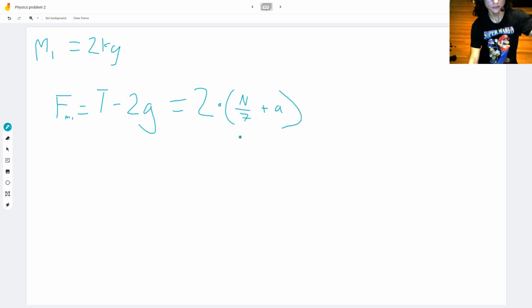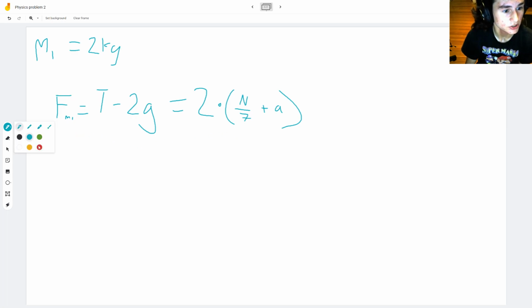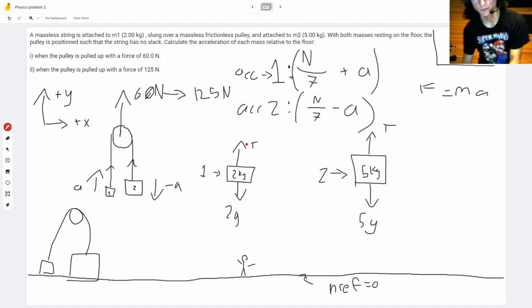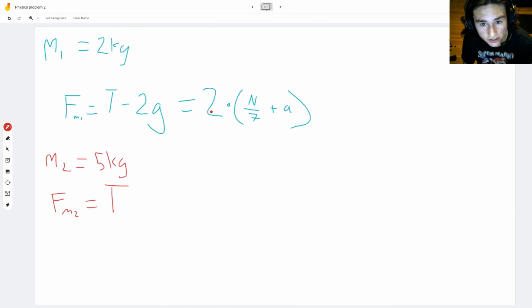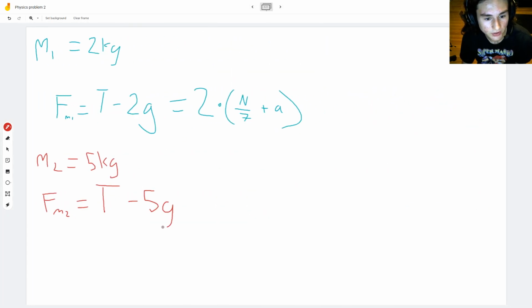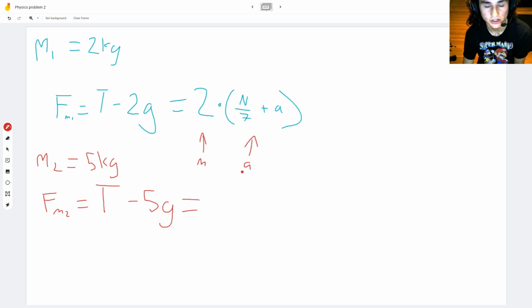So from here, we need to add our second equation, I'm going to do in red, for mass 2. Mass 2 is 5 kilograms this time. So in our 5 kilogram mass 2, it is being pulled up by tension. So we have, again, forces of mass 2 equals tension. This time, instead of 2g, we're going to have 5g because it's being pulled down by 5 times the force of gravity because it has a mass of 5 instead of 2. And then we need the ma. So this, again, was the mass, and this is the acceleration that we're looking for.